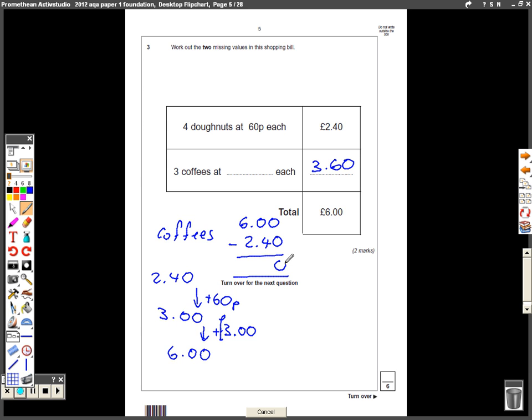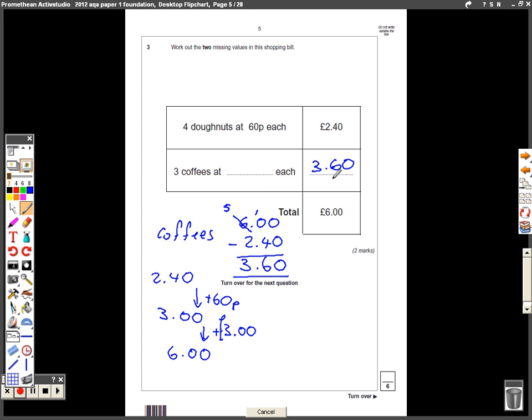If you did it the old way, traditional way, 0 take away 0 is 0. 0 take away 4, can't do it. Borrow from the 6, that's 5. 10 take away 4 is 6. 5 take away 2 is 3. And I've got £3.60. So I've found out that missing amount.